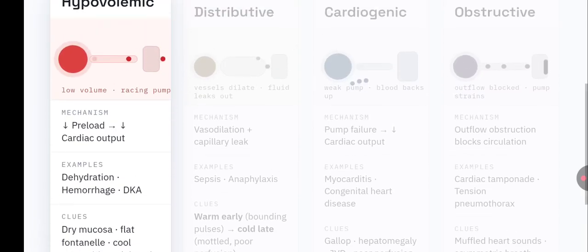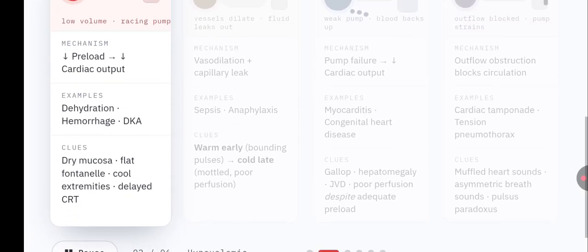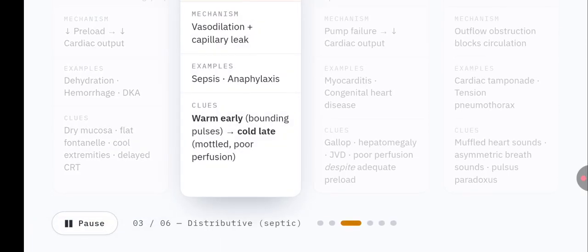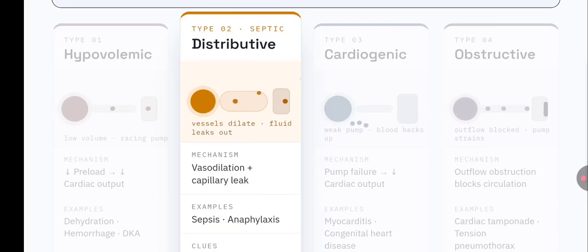Distributive shock is a condition that happens due to vasodilatation of the vessels. If you notice here, in hypovolemic there is vasoconstriction, but in distributive the blood vessels become wider than normal. So vasodilatation happens, and there is leakage of blood volume and fluid from the capillaries.